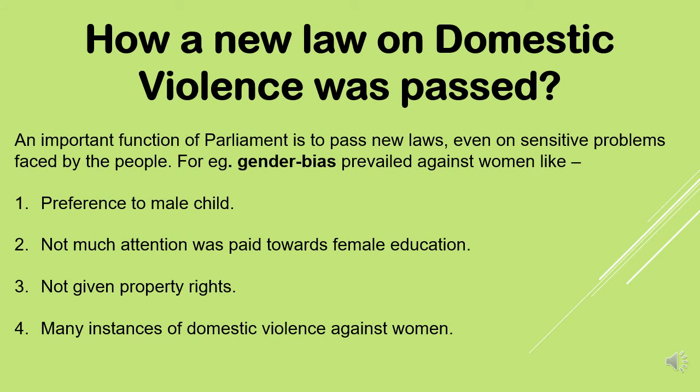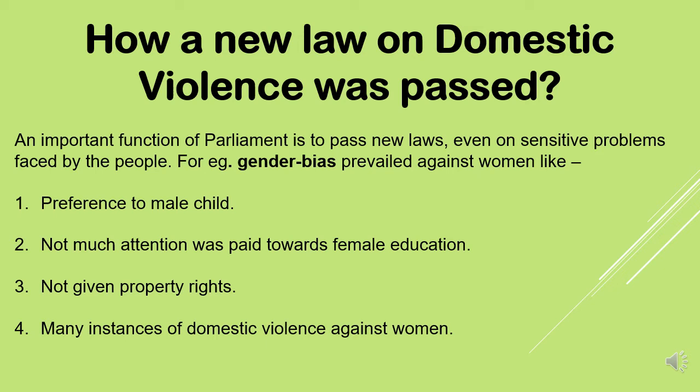Next is how a new law on domestic violence was passed. Children, we know what domestic violence is: violence which takes place against women in their own house by their own family members. An important function of parliament is to pass new laws, even on sensitive problems faced by the people. Parliament plays a very important role in passing new laws, even on very sensitive matters of day-to-day problems faced by common people. For example, gender bias prevails against women.